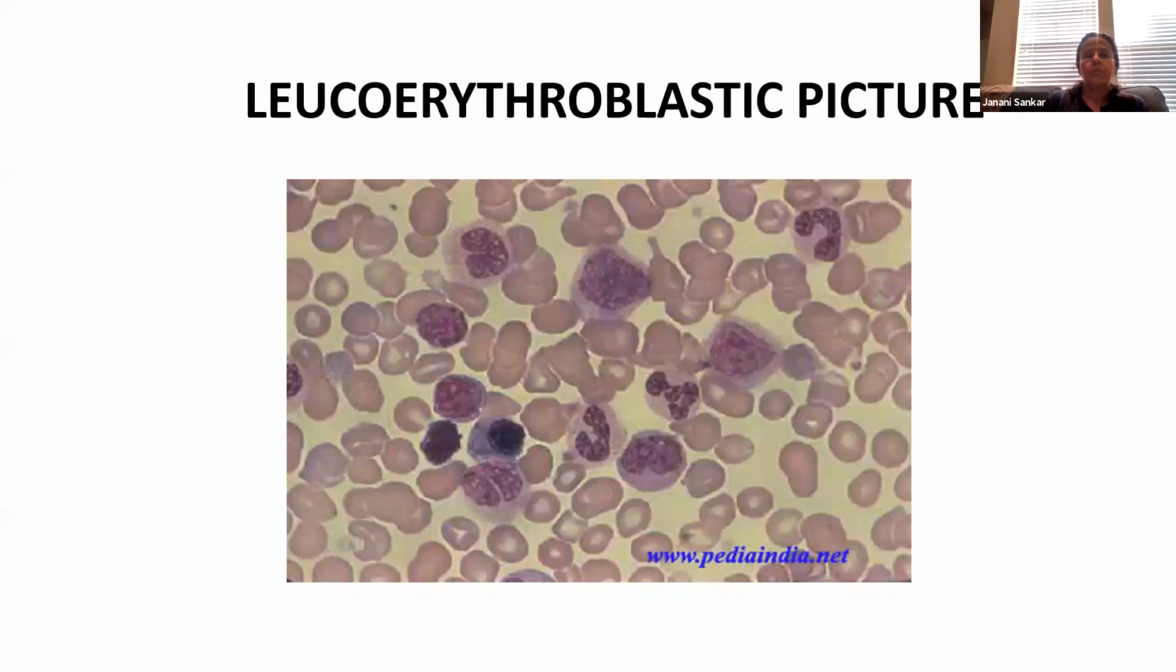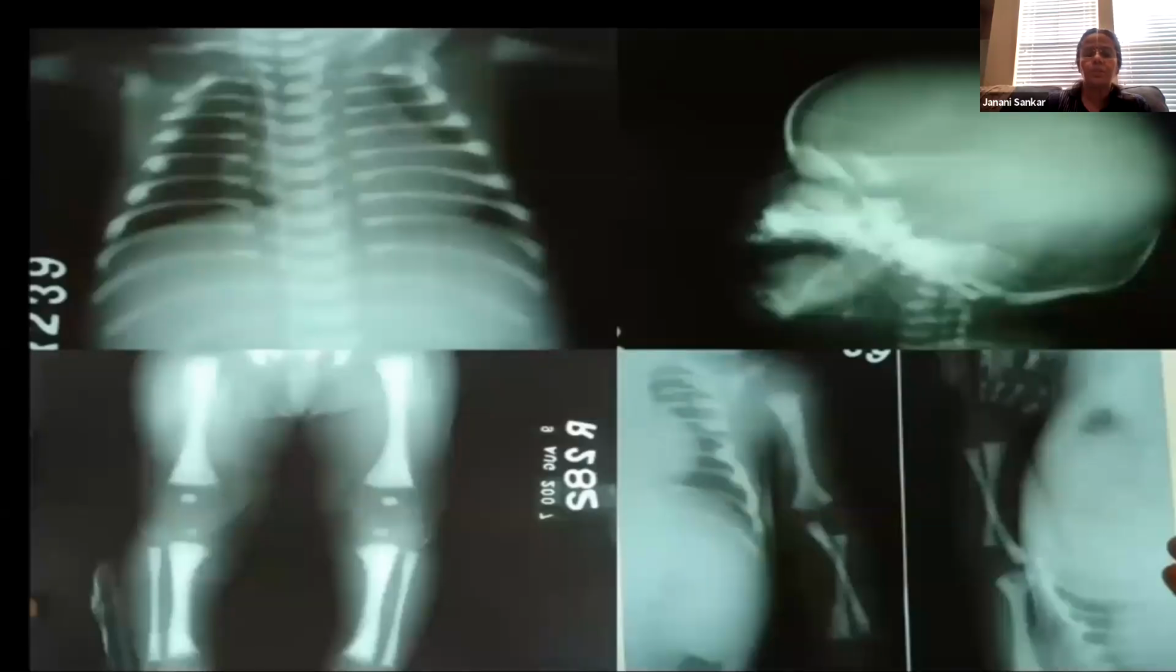But this is the picture that we had of the peripheral smear. This is a typical leukoerythroblastic picture. So any clues? What is the next investigation you would like to order in this child? Anyone can type in the chat box too. So this is an osteoclastic disorder. The next investigation that you would order is an X-ray of long bones, or whatever. Even an X-ray chest you can order. You can see these dense bones. So the diagnosis is osteopetrosis.